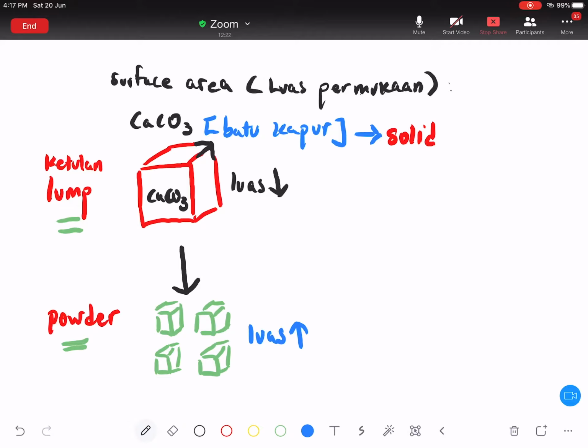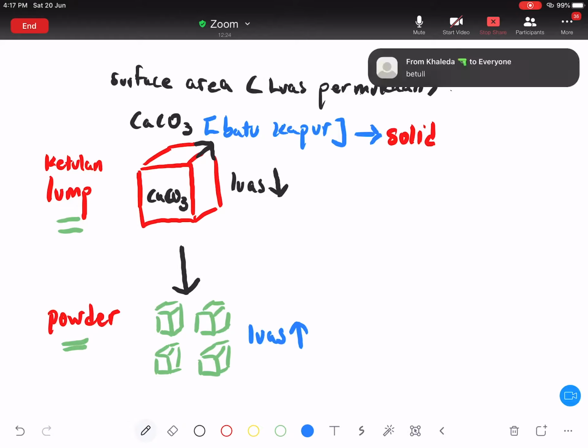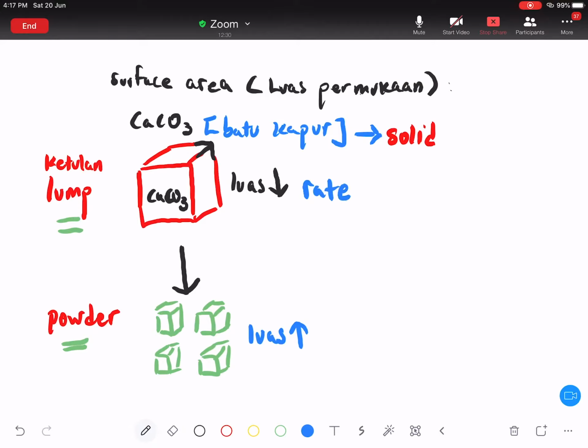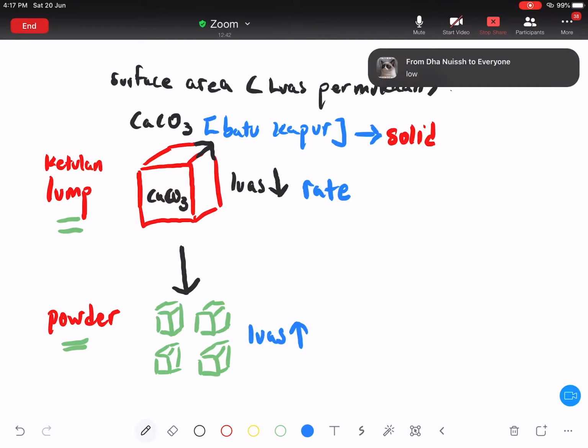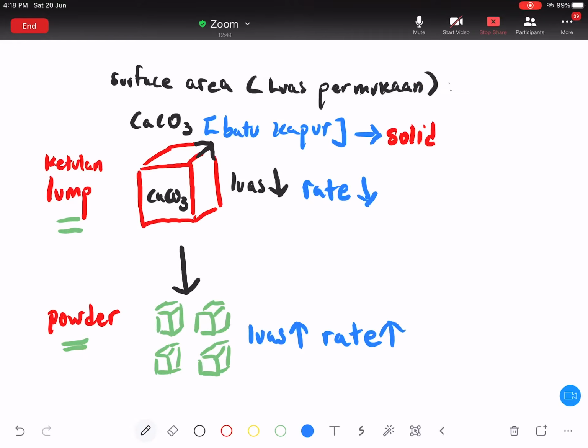Okay, guys, yesterday, do you agree with me? If the surface area is small, is the rate of reaction high or low? It's a low rate of reaction, and this one will have a high rate of reaction.